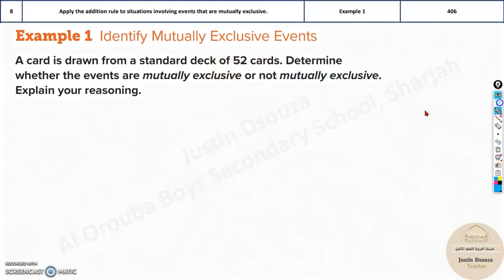Okay. Now, determine whether these events are mutually exclusive or not mutually exclusive. Explain your reasoning. Now, look over here, drawing a 3 or a 2. What they're saying is, you're drawing a 3, okay? How many 3s are there? There are 4 3s, diamond, spades, all the 4 suits. If you draw that 3, will that affect drawing a 2? No, 2s are also the same. 4 2s are there. It does not affect that at all.